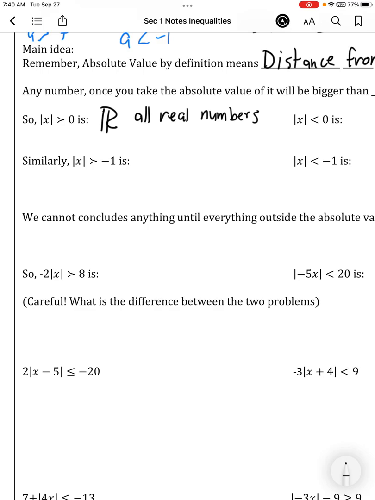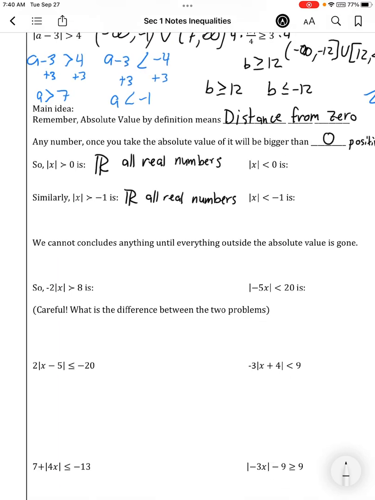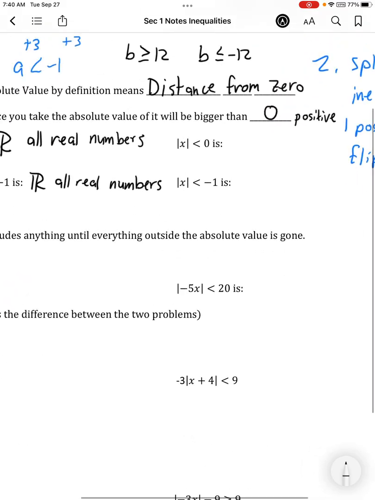Similarly, the absolute value of x is always going to be bigger than negative 1. So once again, the answer is all real numbers. Whereas, think about the flip side of this. Can you take the absolute value of something and have something smaller than 0 afterwards? You can't. There is no number that once you take the absolute value of it, it ends up negative. So the answer to this one is no solution. The fancy symbol for that is going to be a circle with a line through it.